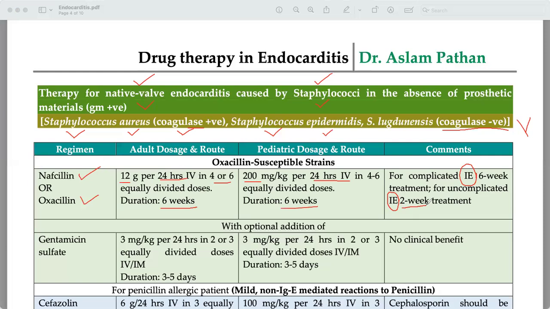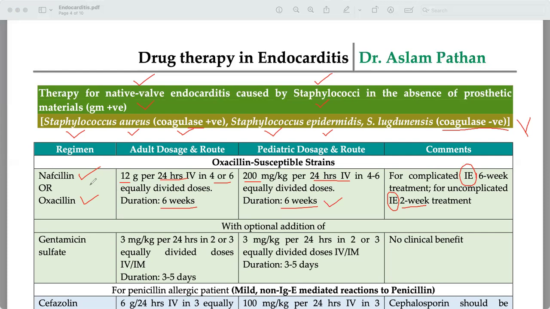Complicated infective endocarditis includes cardiac complications like heart failure, valve perforation or rupture, AV block, sometimes embolic complications like stroke, renal infarction, pulmonary embolism, and sometimes uncontrolled infections like persistent bacteremia more than 5 to 7 days despite antibiotics. Then also neurologic complications like stroke. So if it is complicated infective endocarditis, then we need to give 6 weeks of treatment.